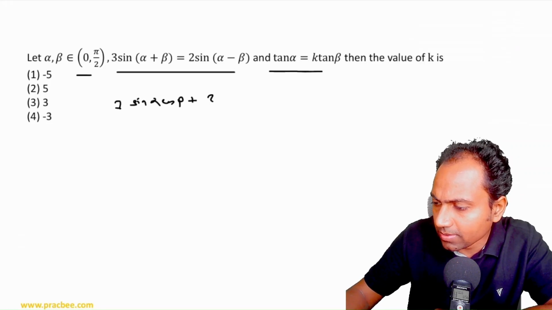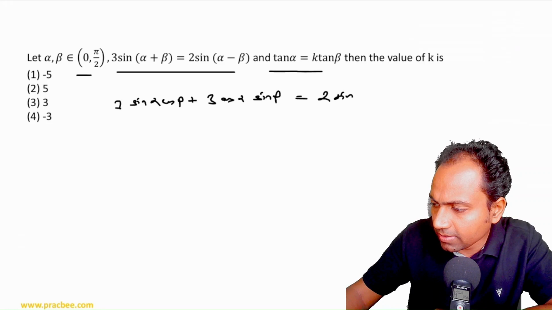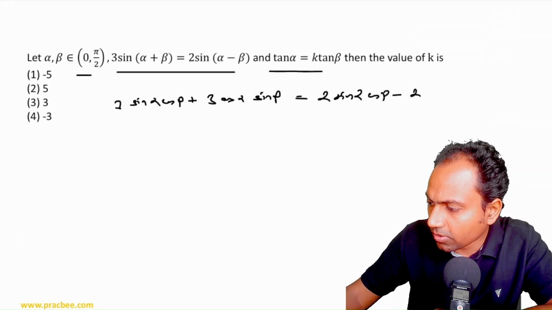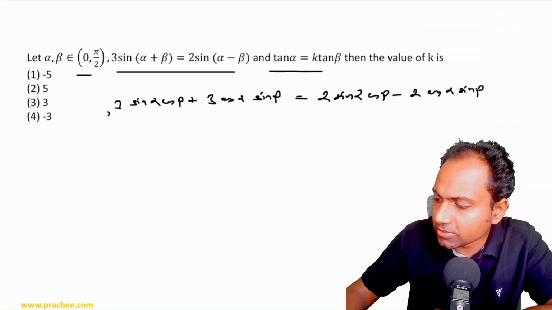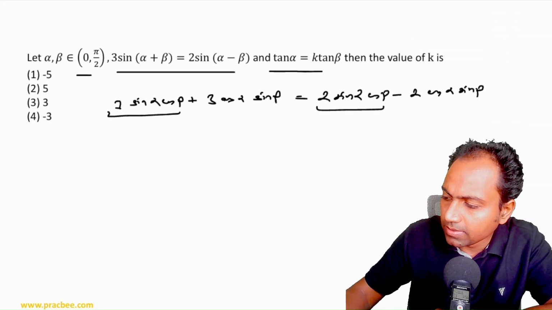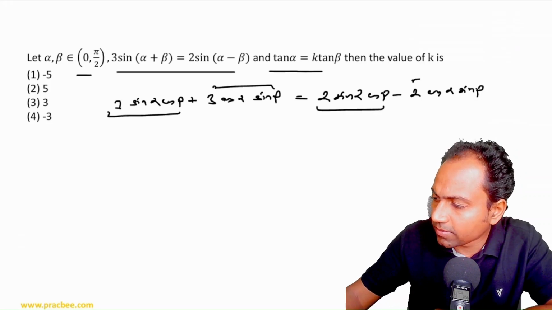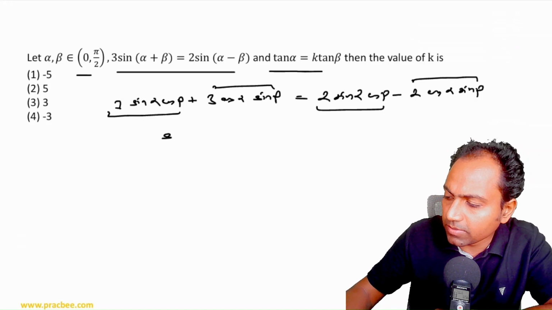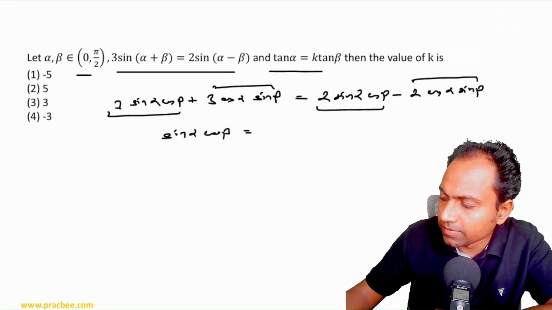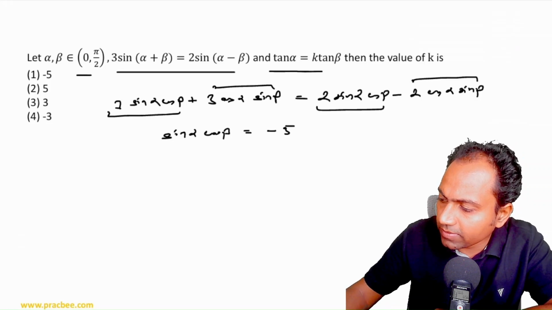So if I open sine of alpha plus beta, this is what I'm going to get. And if I open the second part, it is sine alpha cos beta minus cos alpha sine beta. Now if you can see, this part and this part and this part and this part will get simplified, and what we are getting is nothing but sine alpha cos beta will be equal to minus 5 times cos alpha sin beta.